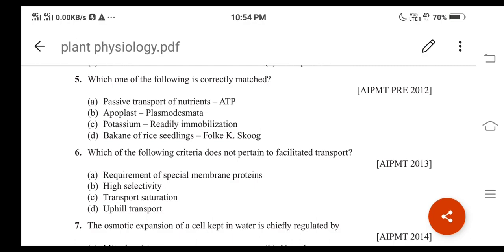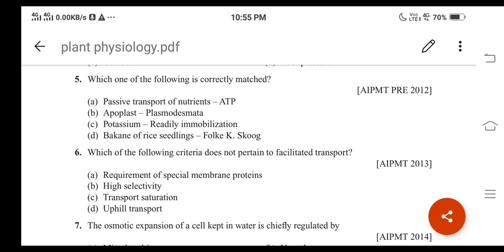The process will occur till all the membrane proteins get saturated or utilized. Okay, this is also correct. And the fourth one is incorrect here, uphill transport. Because the facilitated transport is also considered as the downhill transport, because the movement will take place from higher concentration to the lower concentration. And uphill transport can be observed in case of active transport, right? So option D is the correct answer, right?